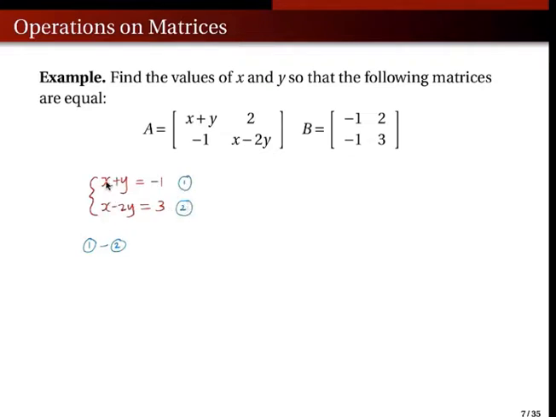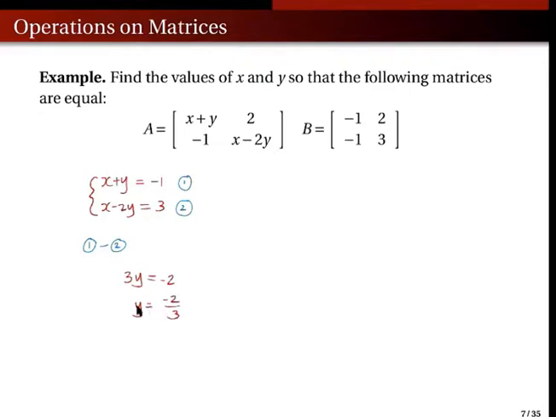So what do we get? x minus x will be eliminated. And then here you have y minus negative 2y. Y minus negative 2y, we will get 3y. And then on the right you have negative 1 minus 3, that's negative 2. And therefore, y will be equal to negative 2 over 3.